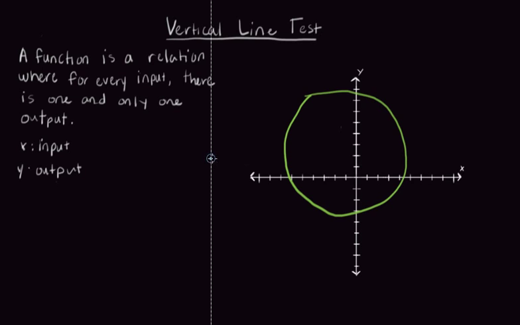So let's go ahead and take a vertical line here, and I want to look at this vertical line. Is there a place where one x value has more than one y value? Or another way of saying that, is there a place where this line crosses the graph in more than one place at the same time? The answer is yes, right? Right here and right there are good examples of a place where this line crosses the graph at two places at once. So in this case, this circle fails the vertical line test.